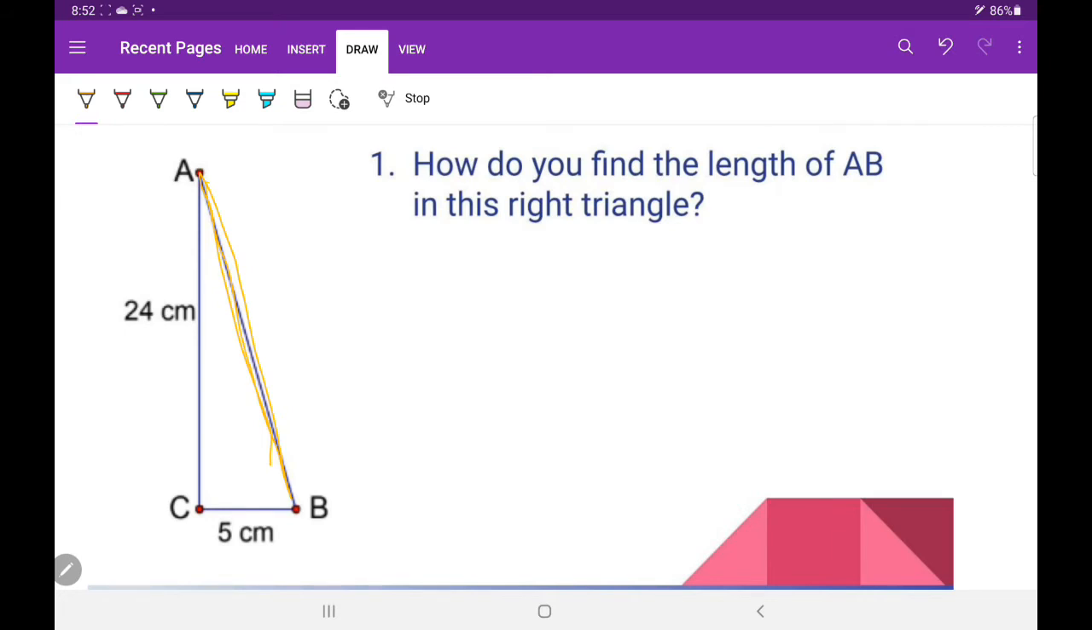I'll give you a hint, the Pythagorean Theorem. So if you remember, Pythagorean Theorem is a squared plus b squared equals c squared, which means you have to know which one is c. And if you recall, this is our right angle, and the right angle always points at c. So we could say that 24 squared plus 5 squared equals c squared.